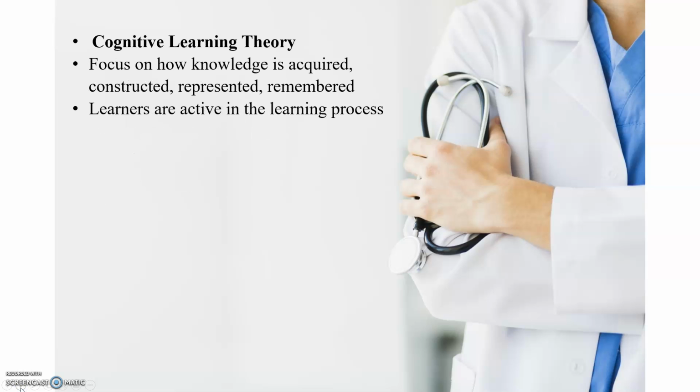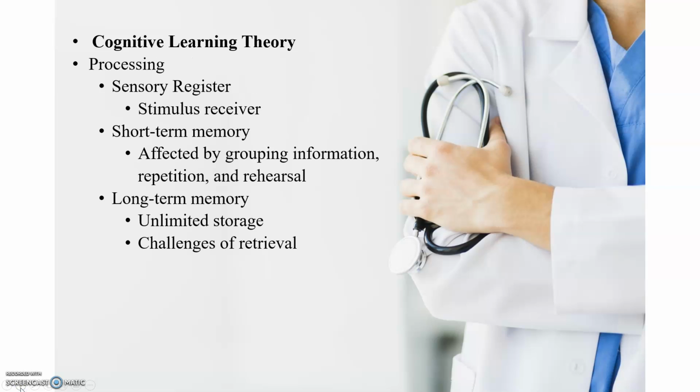The next learning framework is the cognitive learning theory, which focuses on how knowledge is acquired, constructed, represented, and remembered. In this framework, students are active agents in the learning process as opposed to in the behavioral framework where learners passively respond to stimuli. A key emphasis of cognitive learning is how information is processed and stored. In this framework, there are three main components.